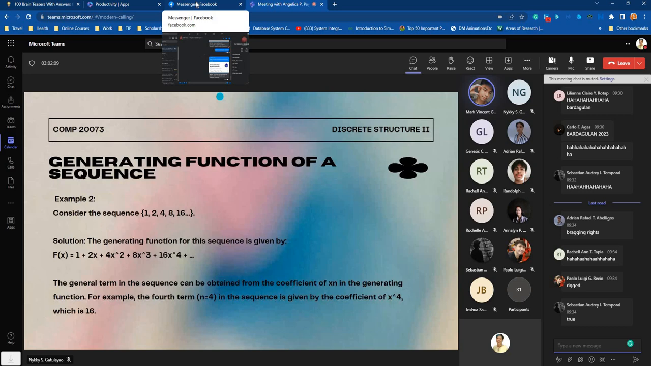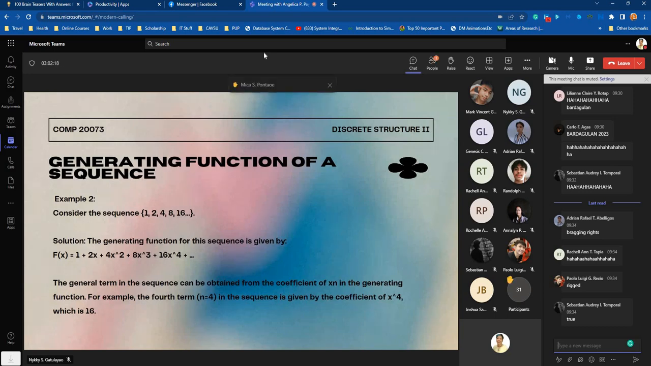Wait lang. Where is our reminder? Who is our reminder? Yes, Micah. Ma'am, pwede. What do you want to remind, Micah? Time na po. Pwede po, extend na lang kasi malapit na rin po matapos, onti na lang po yung slide. Okay, nag-request. Micah, okay lang ba? Last slide na lang po after itong generating function. Sige, tapusin mo na.